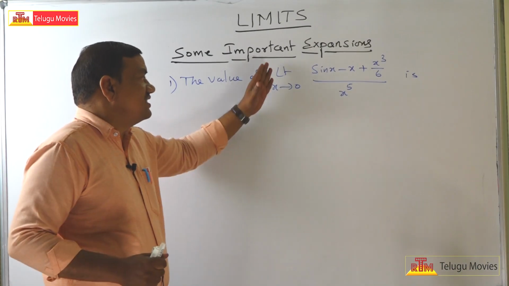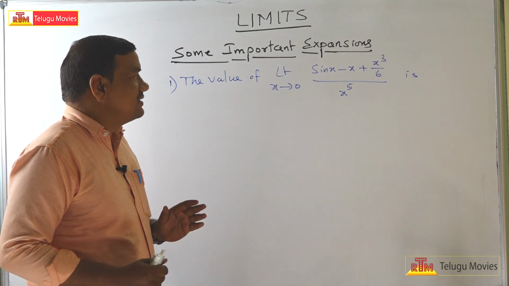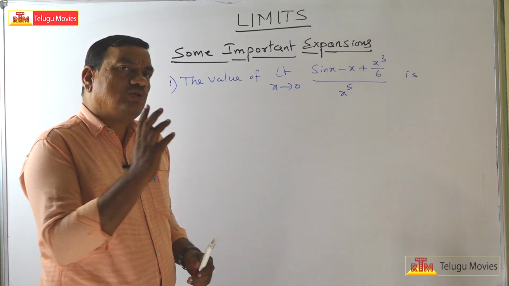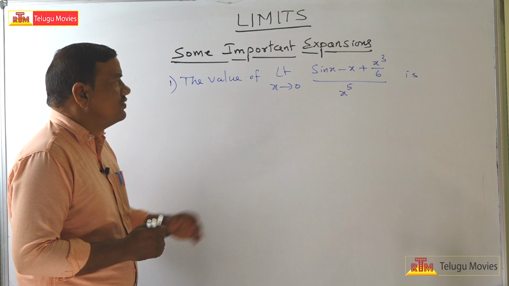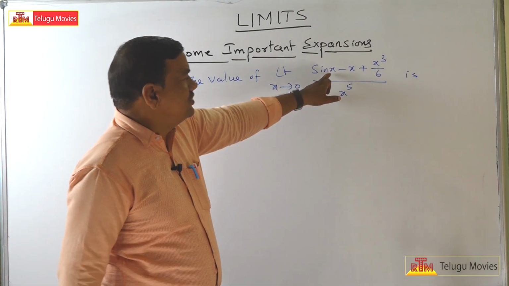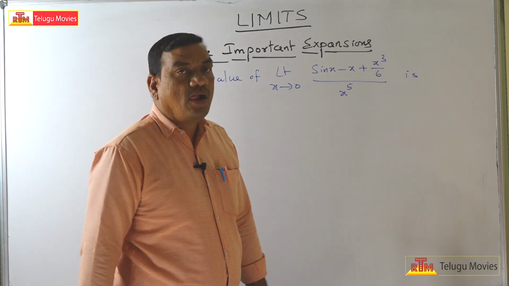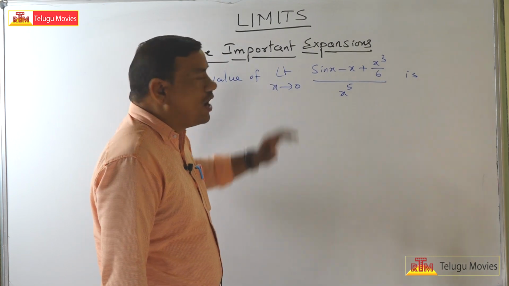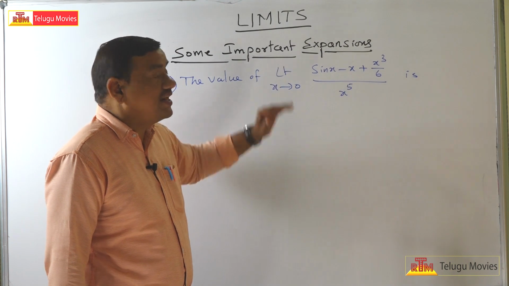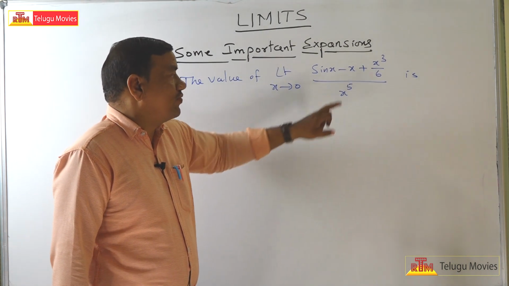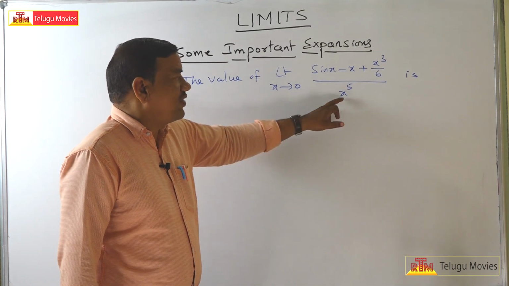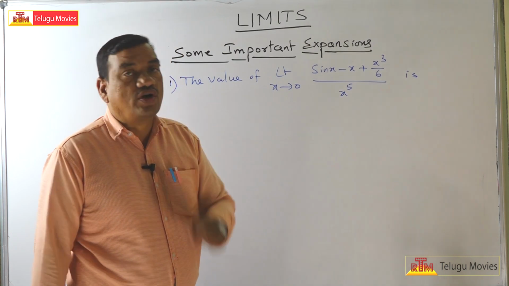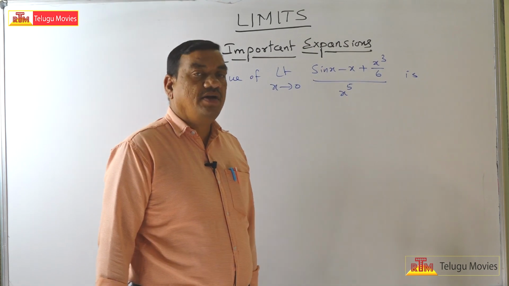Welcome to this problem: limit x tends to 0 of (sin x minus x plus x cube by 6) upon x to the power of 5. What is the value? If you substitute x tends to 0, you will get 0 by 0. You can do this problem using L'Hospital rule, but you have to differentiate both numerator and denominator almost 5 times: x power 5, then x power 4, again 3, again 2, again 1.